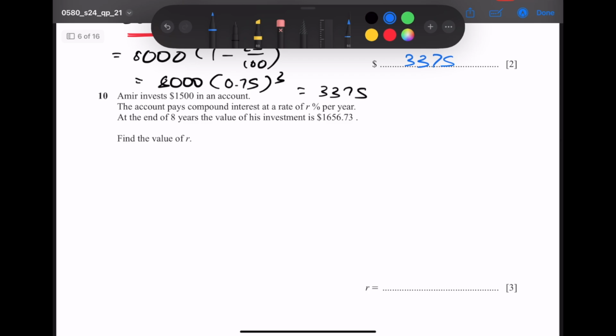So question 10. A maid invests $1,500 in an account. The account pays a compound interest. Compound means that we are using exponential equations again, at a rate of r percent per year. At the end of 8 years, the value of his investment is $1,656.73. So find the value of r.